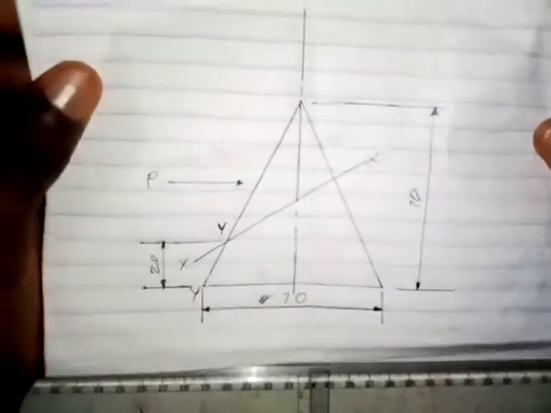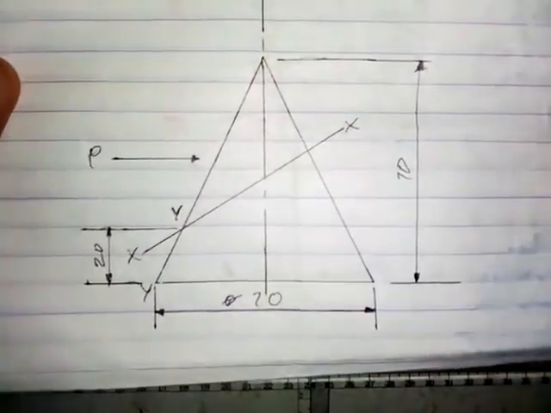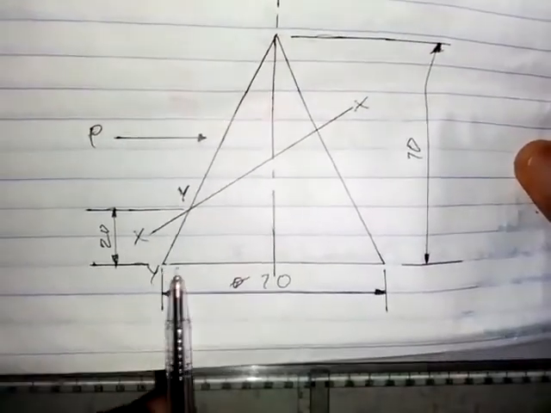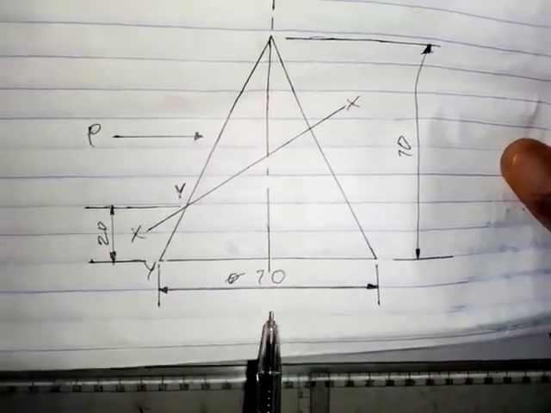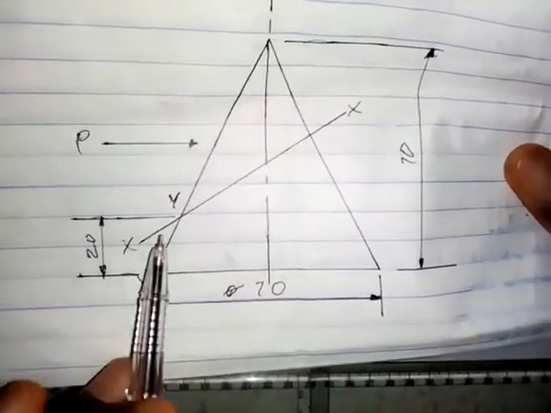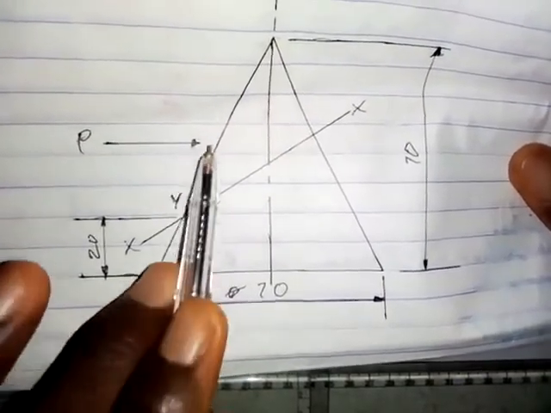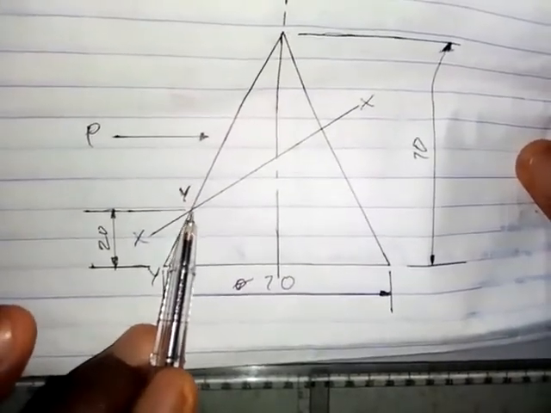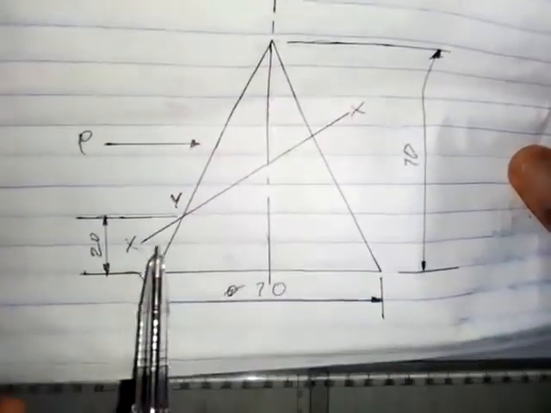Now let's quickly talk about what the diagram is telling us. I believe that you can see the diagram clearly now. Alright, so the diameter of the circular base of this cone is 70 millimeters. The height is also 70 millimeters. Then the cutting plane touches this slant side of the cone at this point 20 millimeters away from the base. So the cutting plane is cutting plane XX.